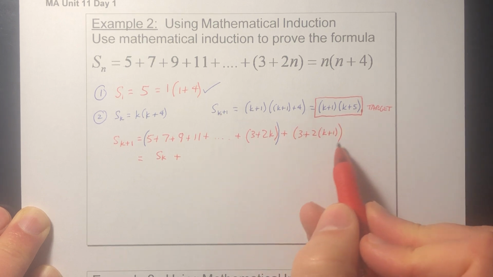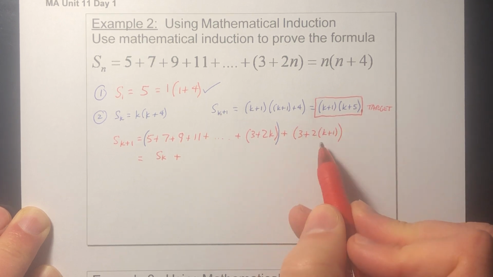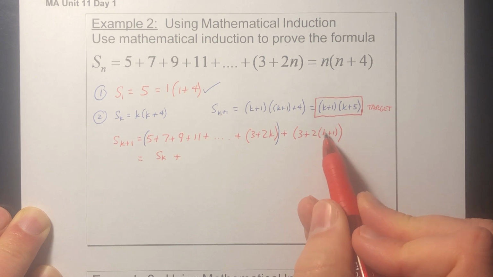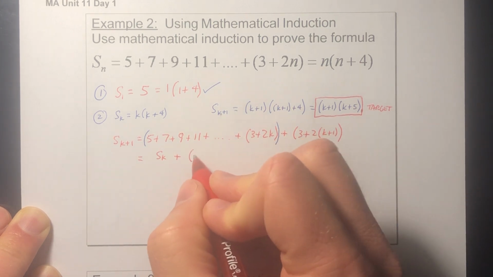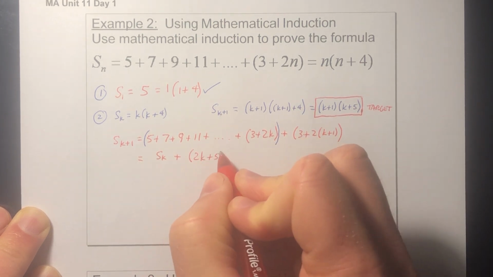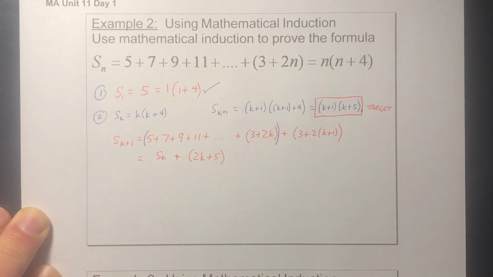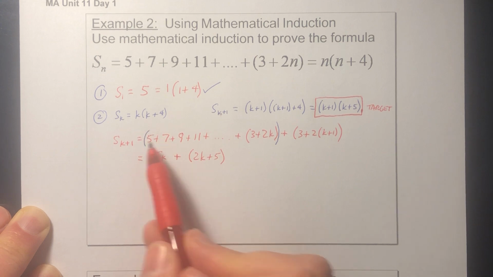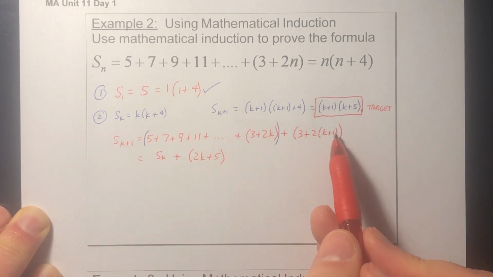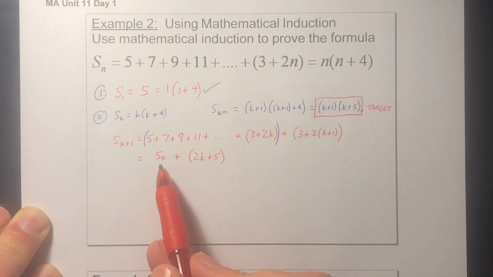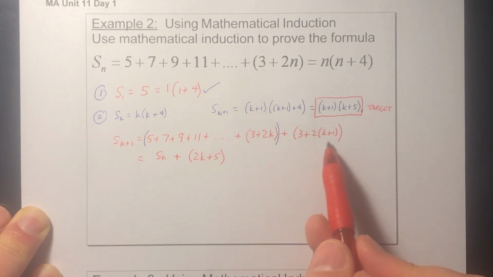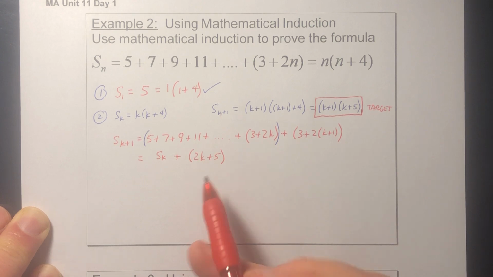Okay, that's this part. Now, if I clean all this up, hopefully you can see this. If I distribute the 2, that will give us 2k plus 2. Well, the 2k plus 2 plus the 3 will give us 2k plus 5. Okay? So the original sequence plus the next term. So I replace the original sequence with s sub k. This is our next term. When we clean that up, we get 2k plus 5.